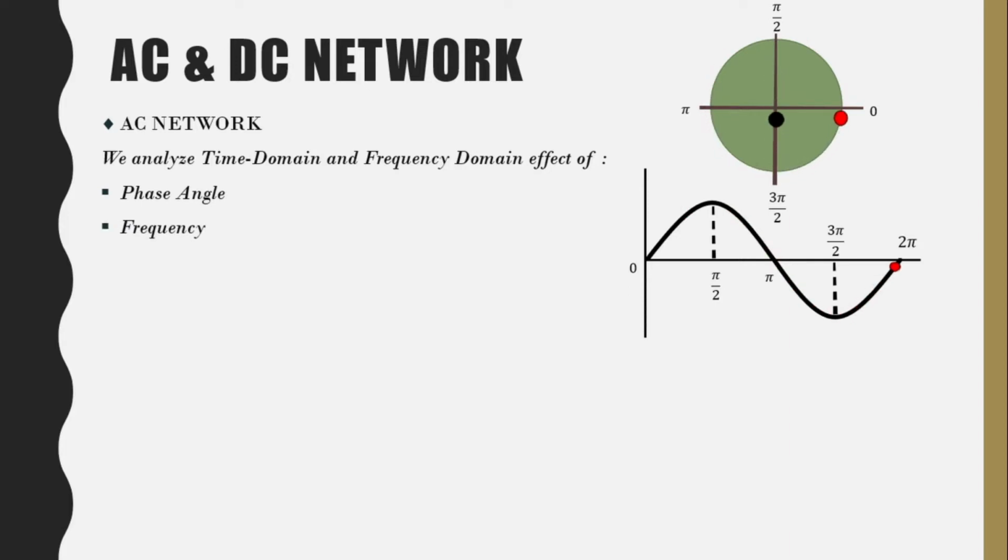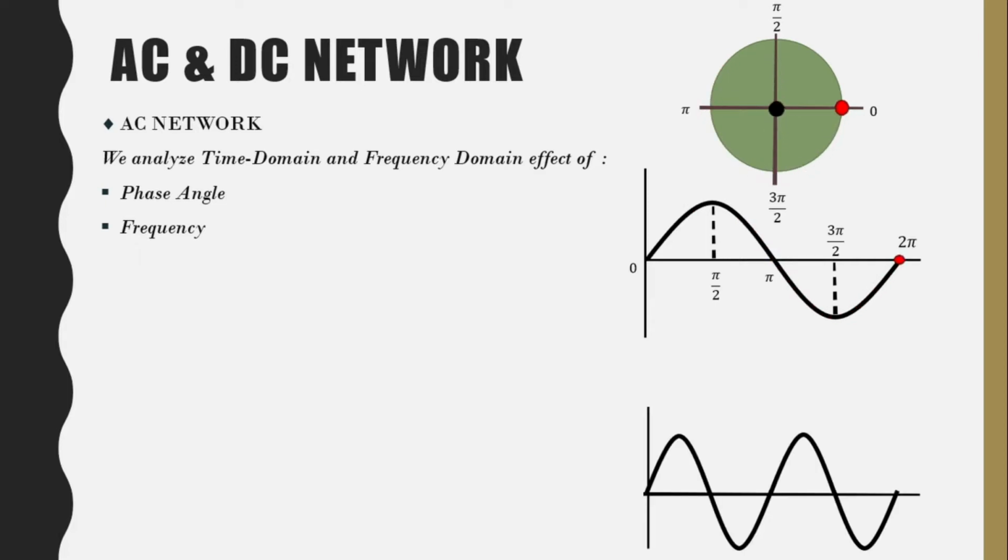Next effect in an AC network would be the frequency. Frequency can be said as the number of cycles the waveform repeats itself within a given time. Over here you can see that if 2 pi is the time period, in the last figure below the sine wave is repeating twice the original function. So you can say that the frequency of the sine wave is doubled.